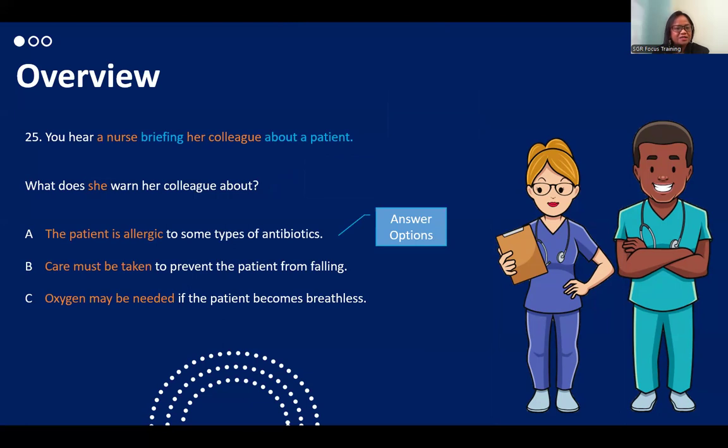The last part is your answer option A, B, and C. This is the one that we will discuss today. How do you choose keywords based on grammar? Which keyword should we listen to? Which one is the best answer? Let's discuss.